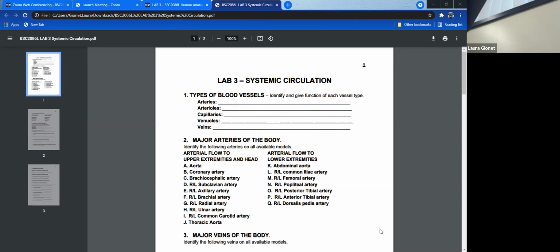Those reform to form venules. Venules are microscopic and merge to form larger veins. Both venules and veins are transporting blood back to the heart. So they're generally indicated in blue, because they're rich in carbon dioxide.